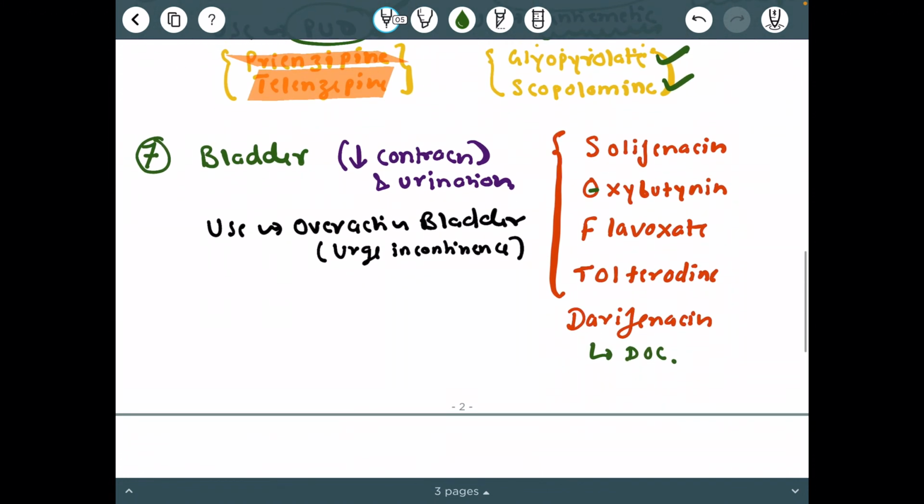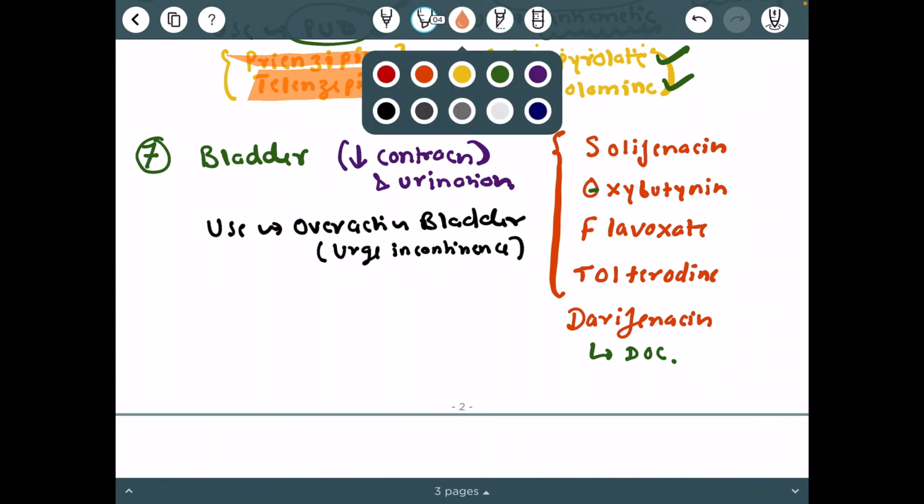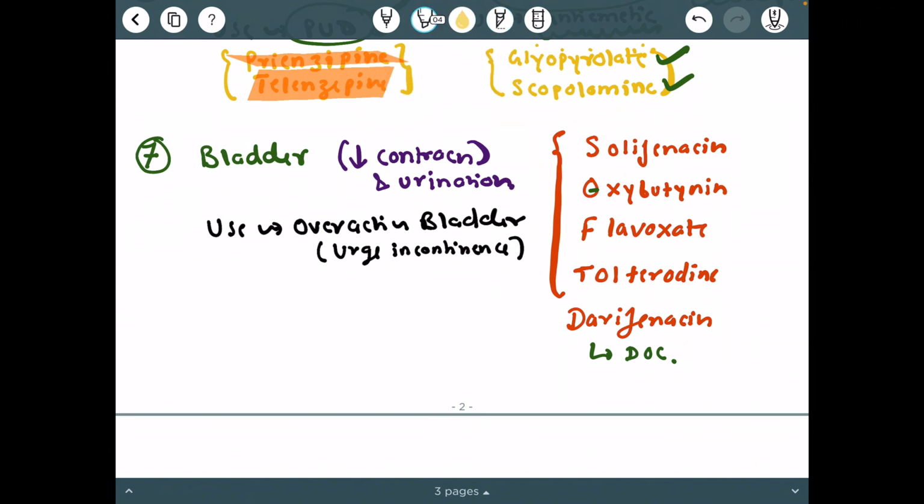Now the seventh and the last organ for this video and in the anticholinergic topic is the urinary bladder. What are the various drugs in the urinary bladder? First of all we should see the effect of the anticholinergics. They decrease the contraction and the urination. They decrease the contraction of the detrusor muscle and increase the contraction of the sphincter so that there is no urination. So we use them in overactive bladder, where the activity of the bladder is very high.